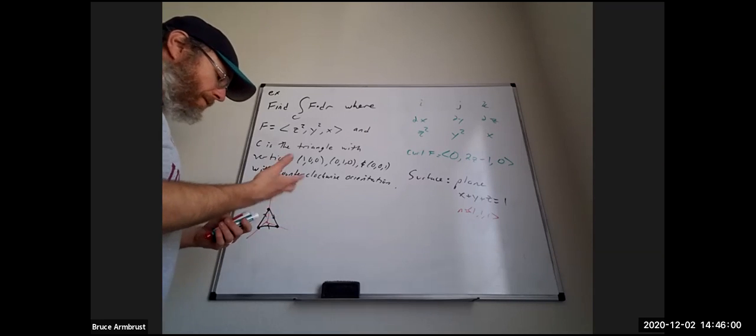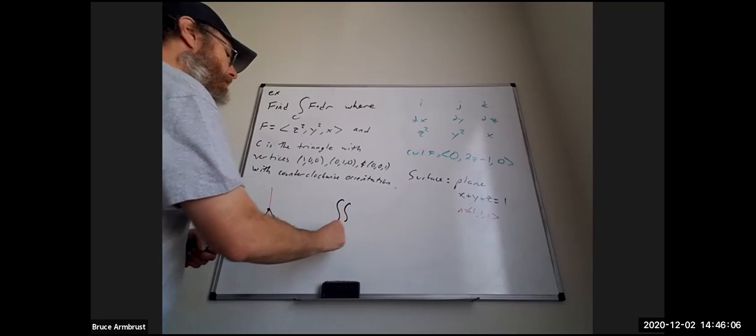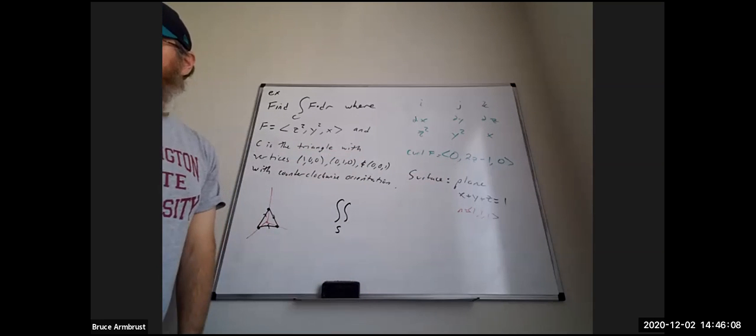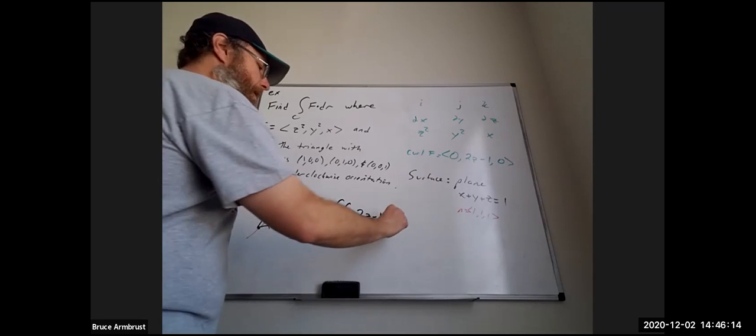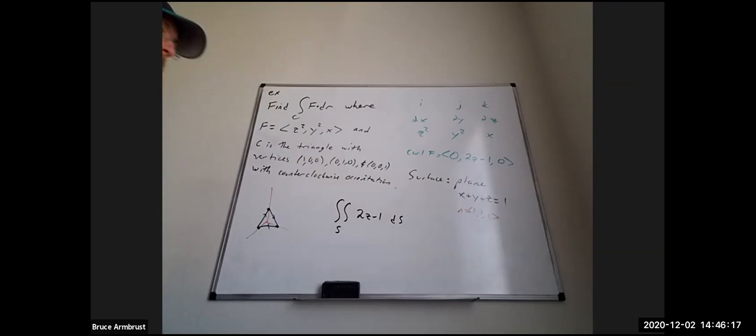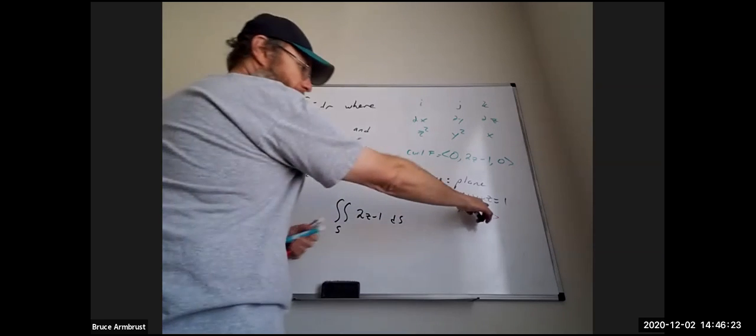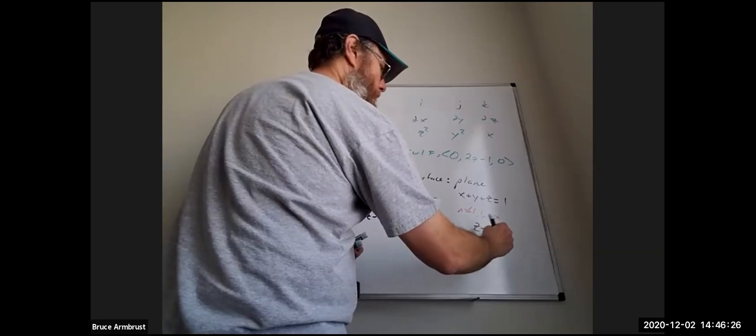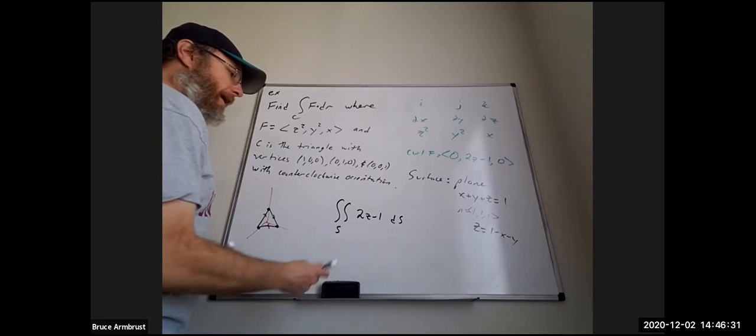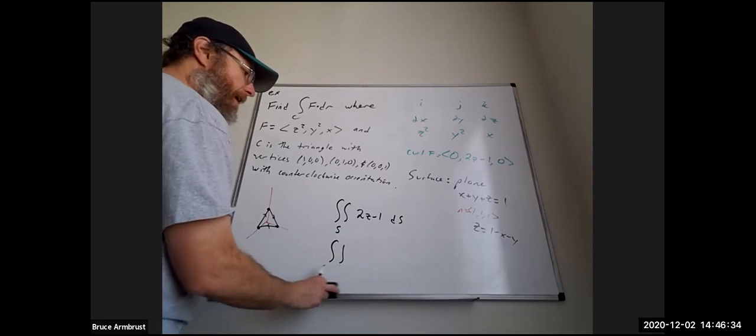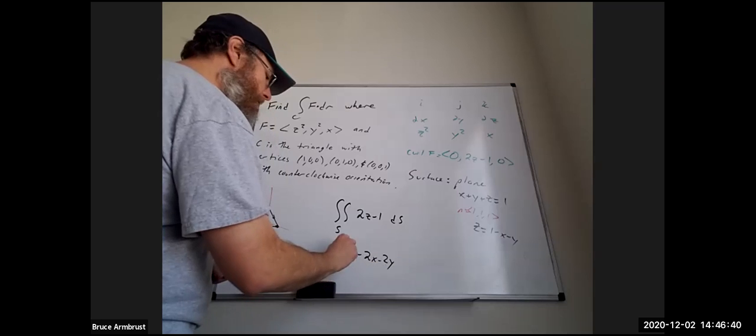All right, so cool. This now means that we're going to be integrating over our surface the dot product of those, which is 2z minus 1. Well, let's turn this into a regular double integral, because I can solve for z. It's z equals 1 minus x minus y. So if I fire that in here, this is now a double integral of 1 minus 2x minus 2y.